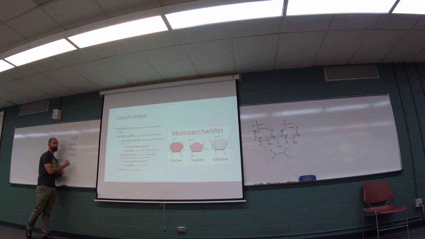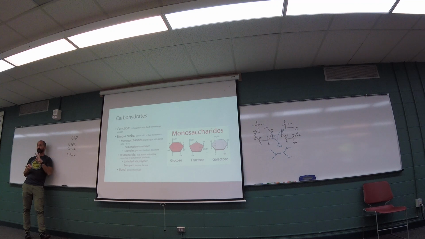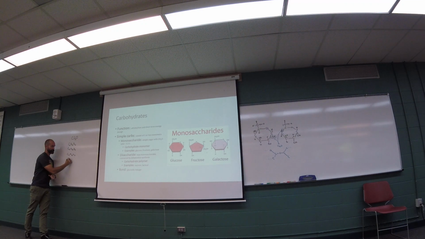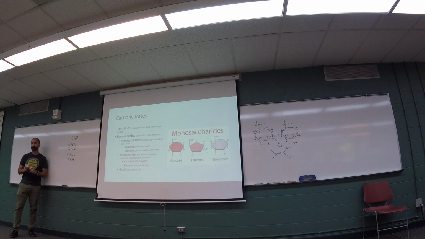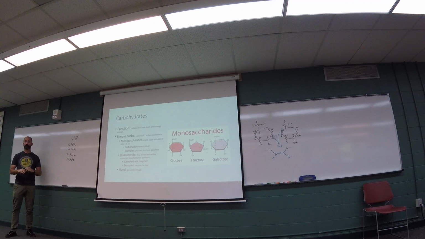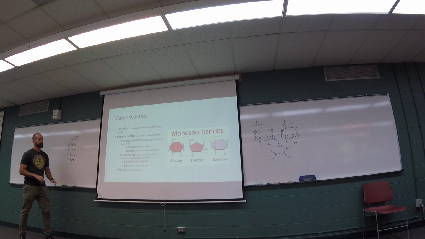Very good. There are also 3-carbon sugars called trioses. So if there are 3 carbons, there have to be 6 hydrogens and 3 oxygens. So all monosaccharides follow that general chemical formula. For every 1 carbon, there are 2 hydrogens and 1 oxygen.